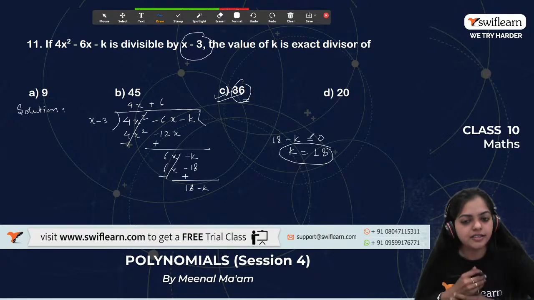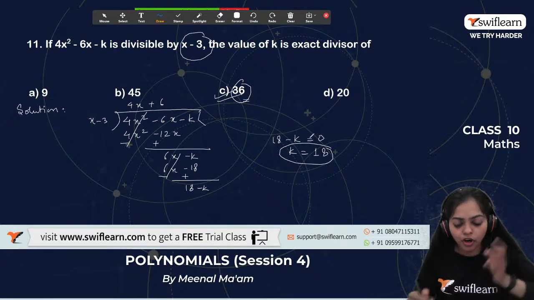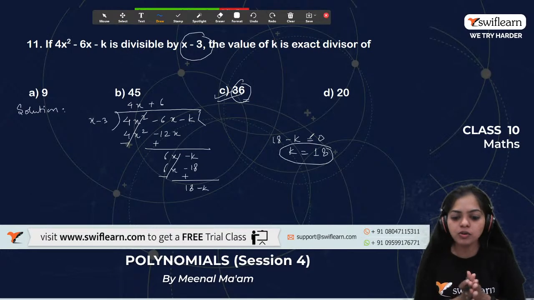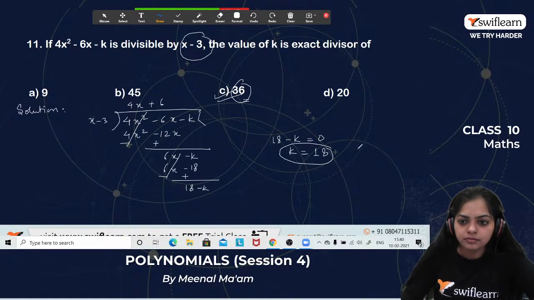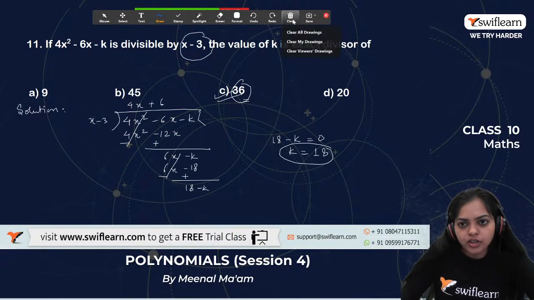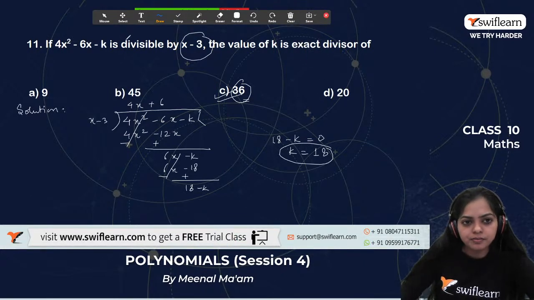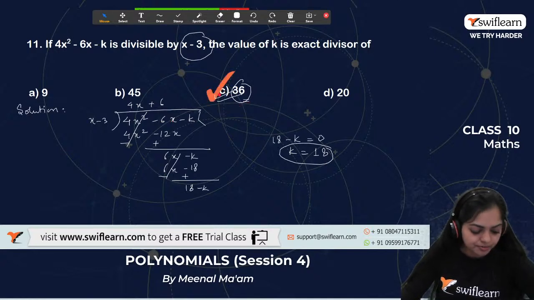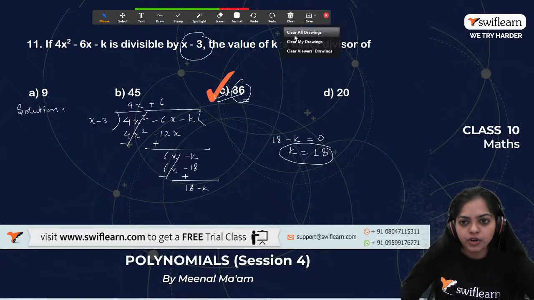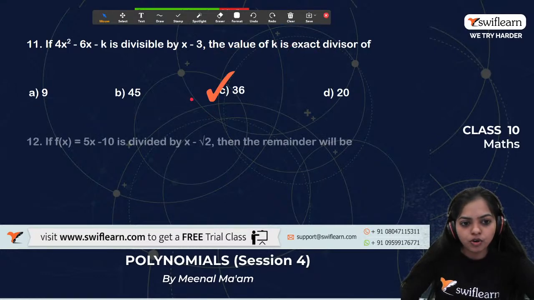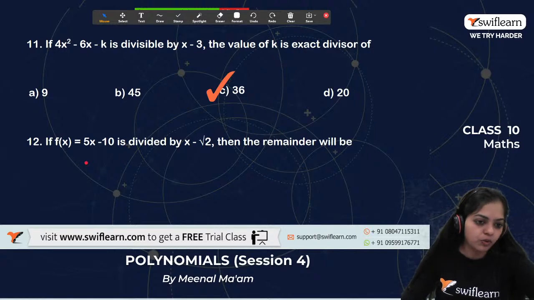That is, 18 is an exact divisor of what? 36. Got it? I think एक बार चेक कर लो आप लोग. कोई भी डाउट हो किसी को? No? Got it? So let's have a look over the option answer. So the answer for this will be definitely 36. Got it? Alright, so now you understood this one. Let's have a look over the next question. And this is question number 12.